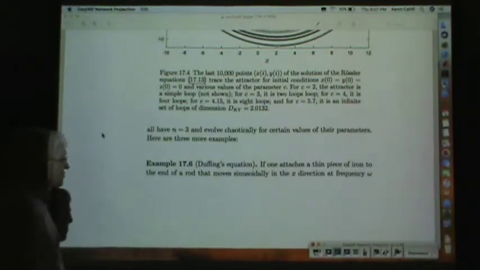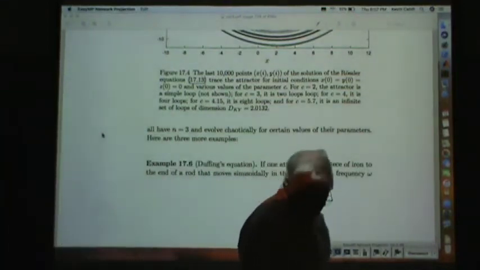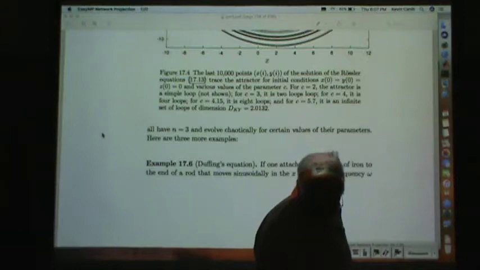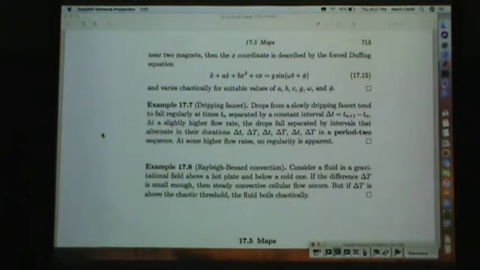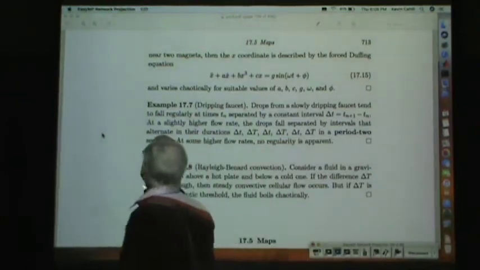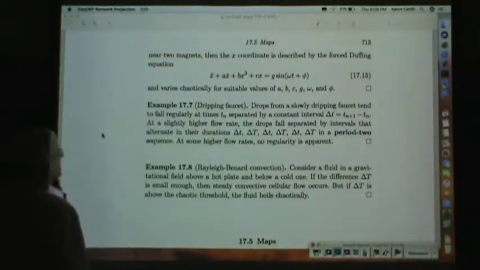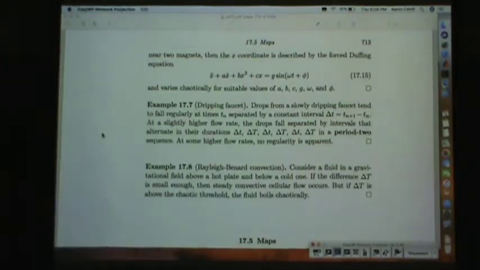here what you have is you attach a thin piece of iron to the end of a rod, and the rod moves sinusoidally in the x direction at a certain frequency, but it's near 2 magnets, and then the x coordinate is described by the forced Duffing equation, forced because of the right-hand side, and it looks like this, and it varies chaotically for suitable values of the parameters.